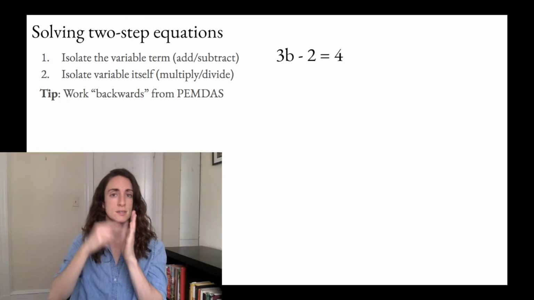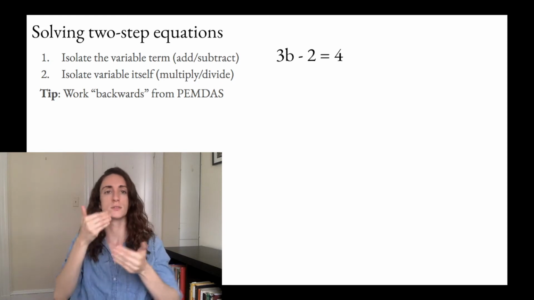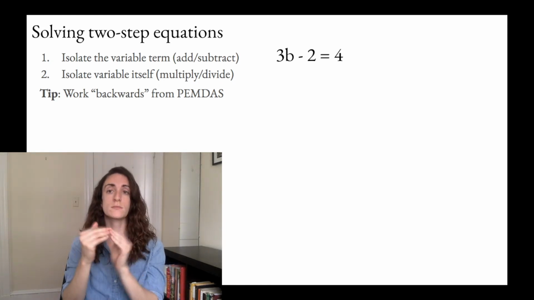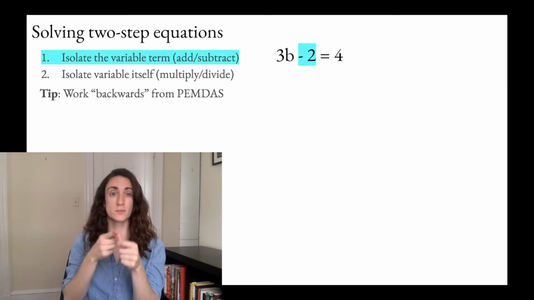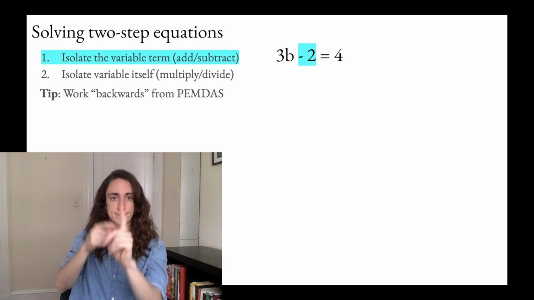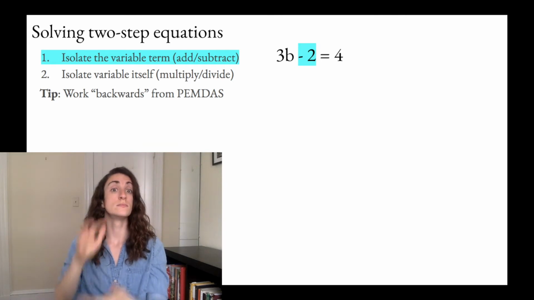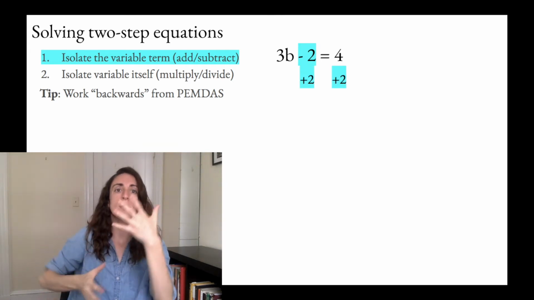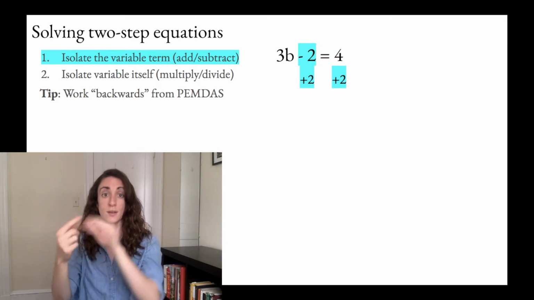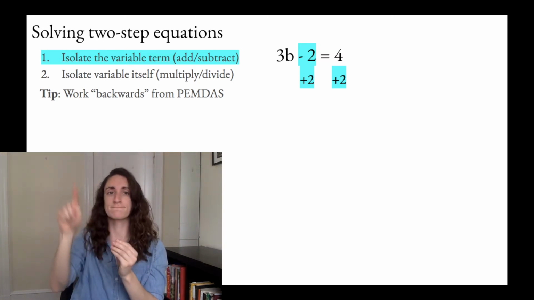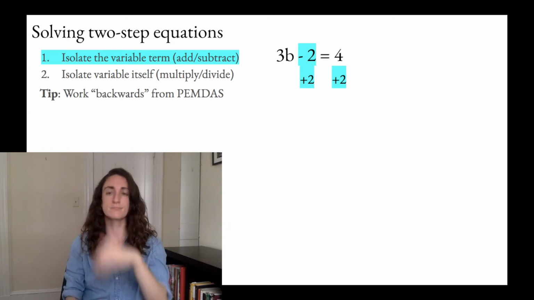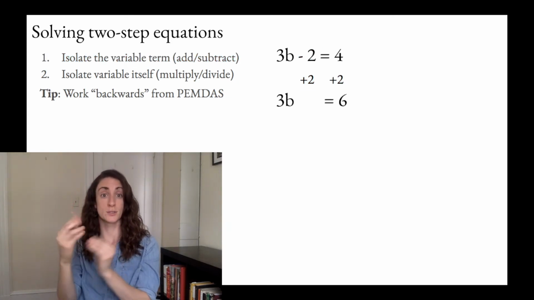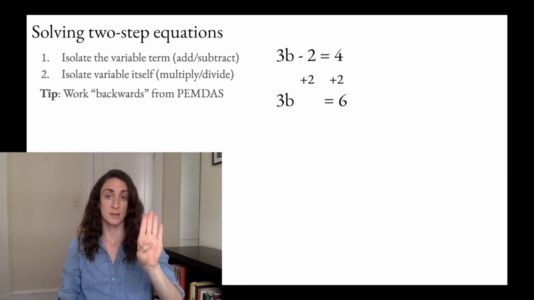So let's see an example without a picture. We'll just follow these two steps we have here. So we have 3b minus 2 equals 4. So first we're going to deal with this subtraction, this minus 2. The opposite of minus 2 is plus 2. So we'll add 2 to both sides of the equation to keep it balanced. Negative 2 plus 2 is 0, so that'll just disappear. And we're left with 3b on that side and 4 plus 2, or 6, on the other side. So we have 3b equals 6.